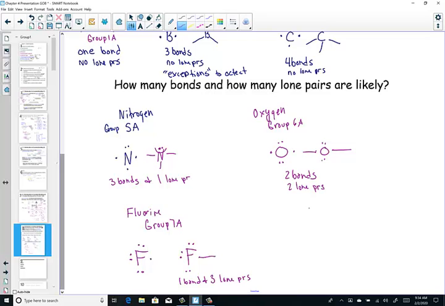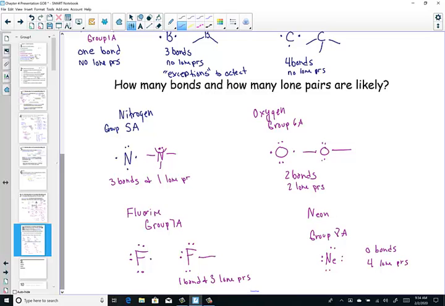And finally, to wrap up period 2, we'll look at neon. Neon, of course, is in group 8A. And so when I think of neon, does it even want to form any bonds, or is it the envy of all of the elements already? So there are just no empty spots open for bonding: 0 bonds, and 4 lone pairs.